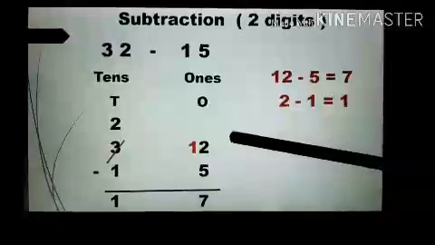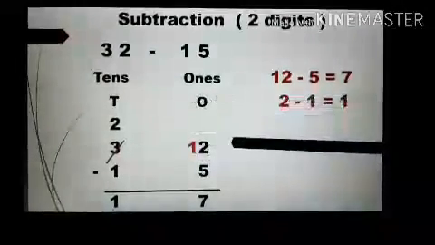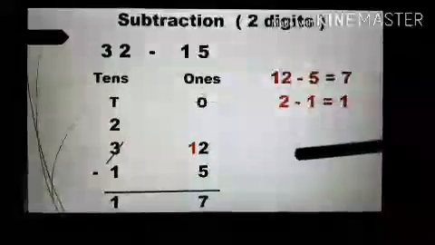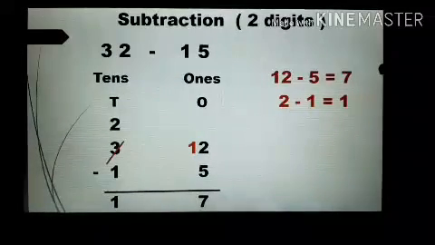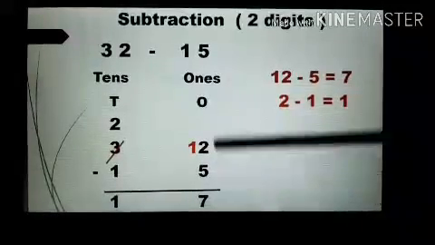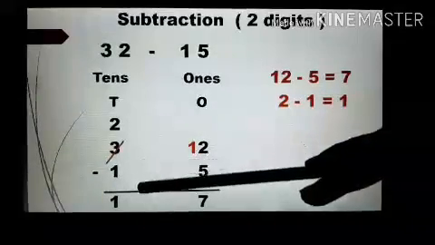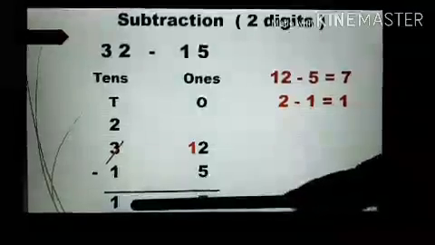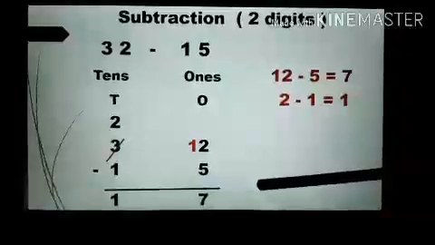How can we subtract? 2 will borrow 1 ten from 3 tens. It will be 12 ones. And 3 tens will be 2 tens. So, 12 minus 5 is equal to 7. We write 7 here in ones column. Now solve tens column. 2 minus 1. 2 minus 1 is equal to 1. We write 1 here in tens column. So the answer of this question is 17.